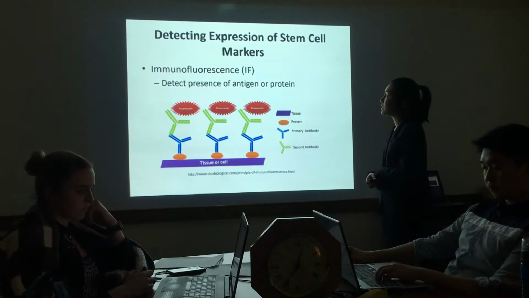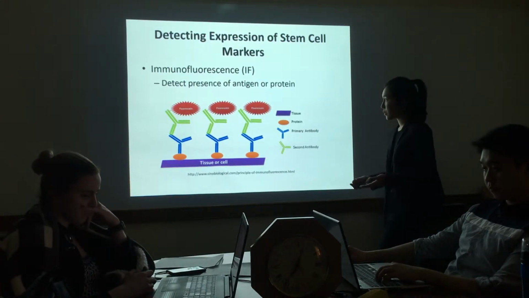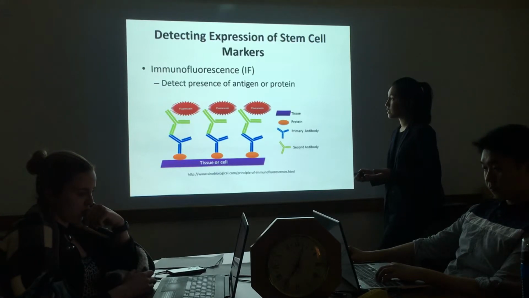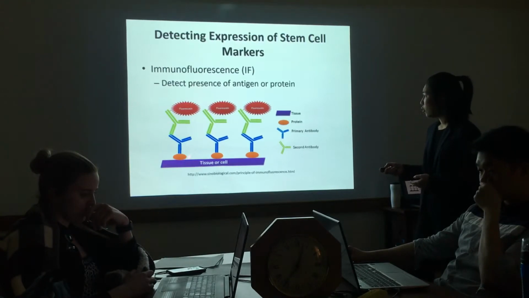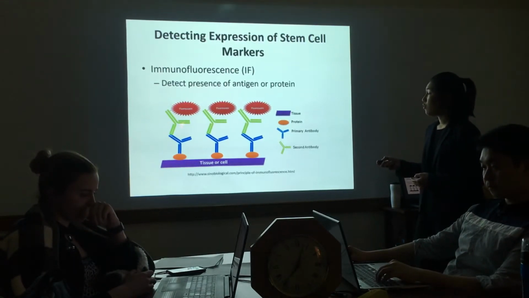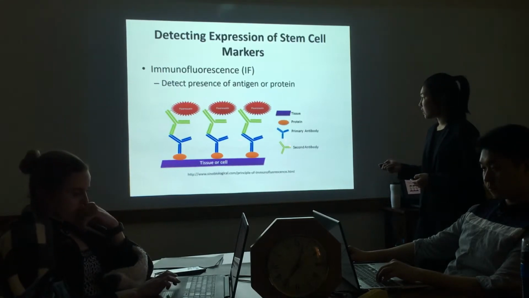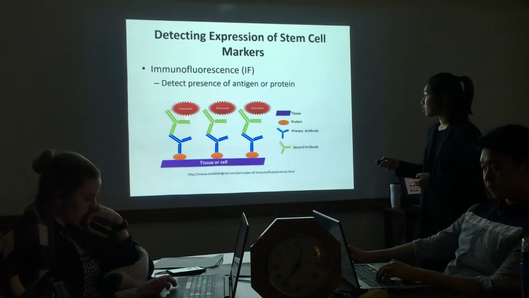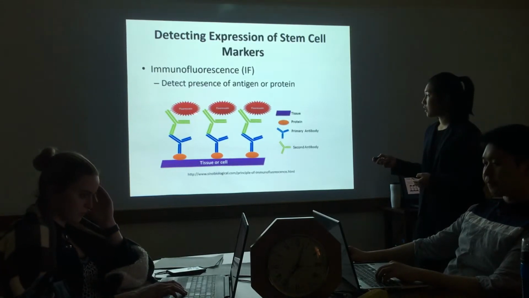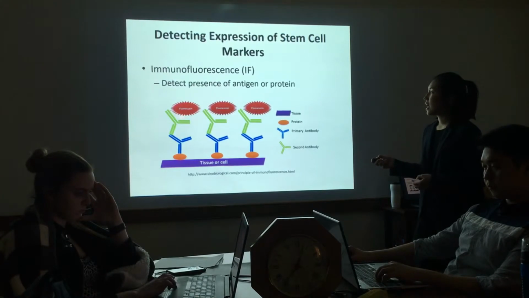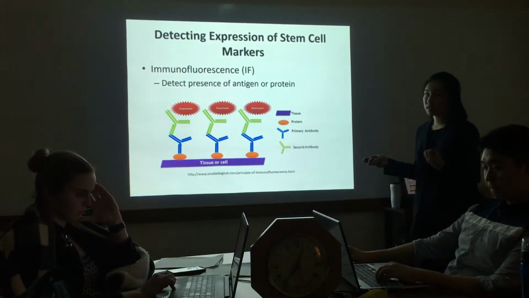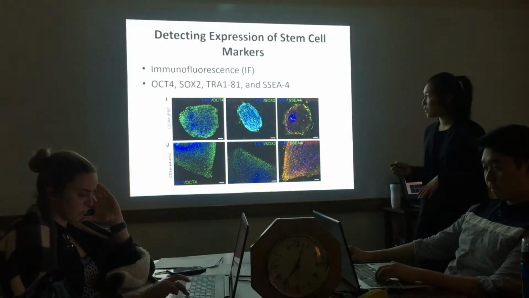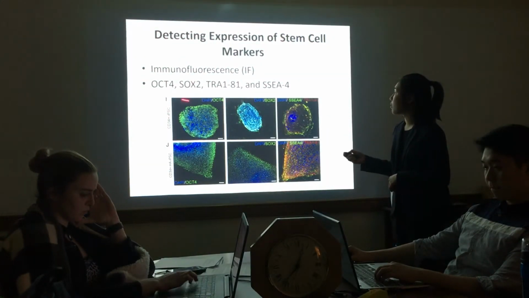Then they wanted to detect whether stem cell markers were expressed, and to do that, they used the immunofluorescence method, which is used to detect the presence of an antigen or protein. In that, the primary antibody recognizes the protein, and then the secondary antibody recognizes the primary antibody, and that secondary antibody contains a fluorescein and is able to fluoresce. So if the protein is present, then you can detect the fluorescence. Through this method, they were able to see whether all these stem markers were present.